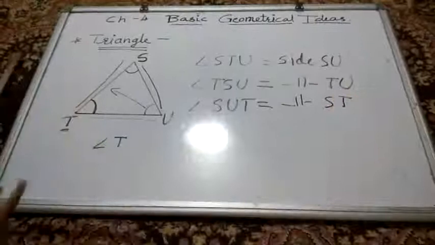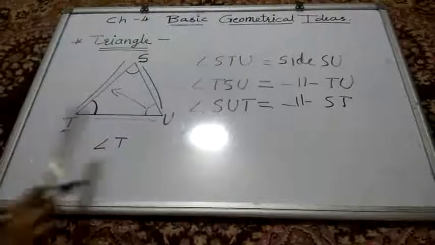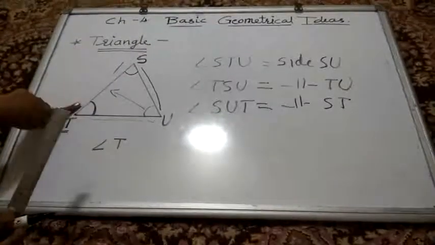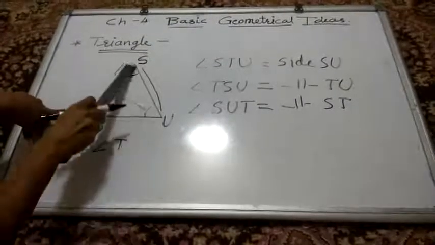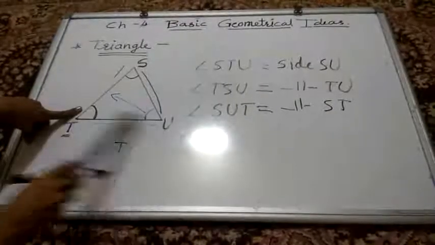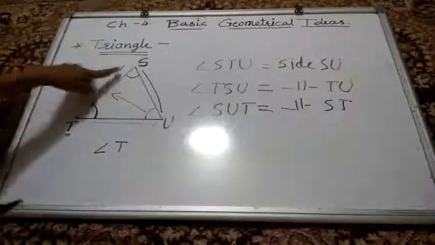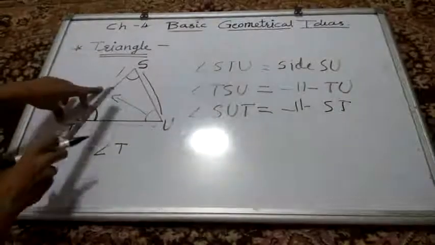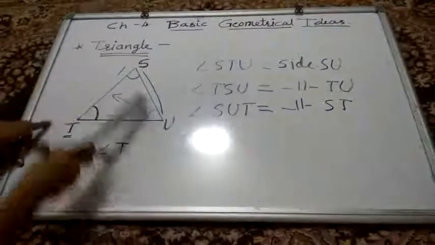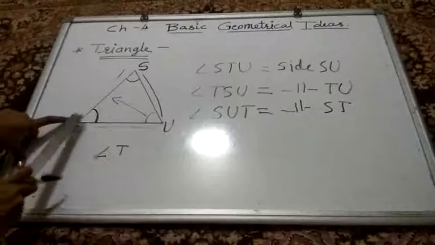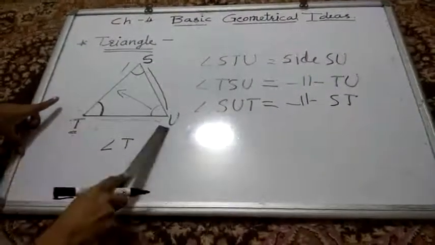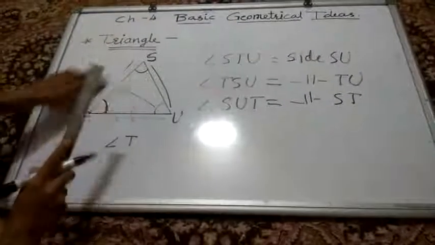If I ask, tell me the opposite angle of the side ST. Definitely the angle SUT. Can we say the opposite angle of side ST is UTS? No, it is an adjacent side. So the opposite angle of this side ST is U. Opposite angle of side SU is this angle T, and opposite angle of this side TU is angle S.